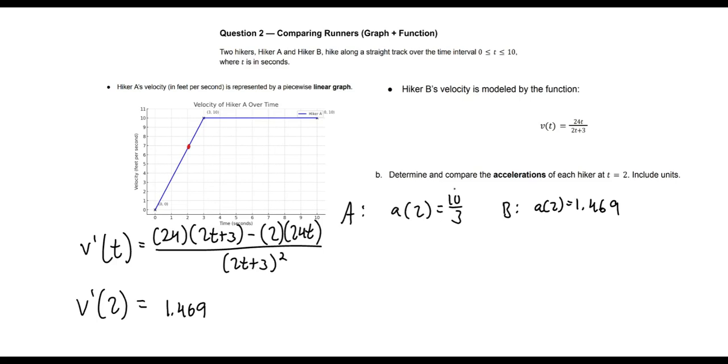Now it does say to include the units. This is acceleration we're talking about, so this is going to be feet per second squared for both of them.